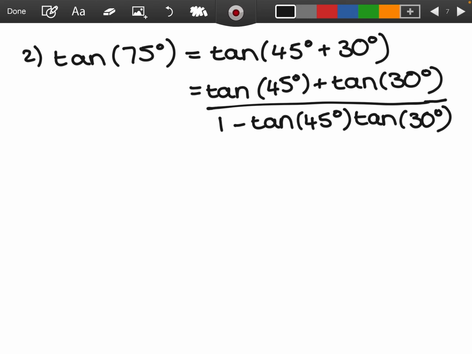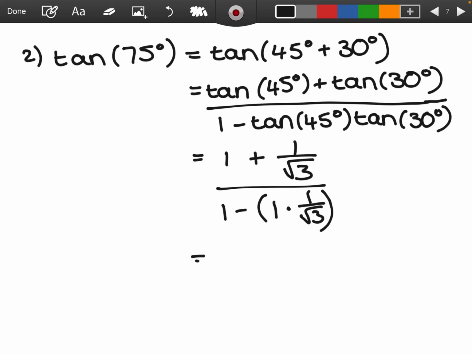Okay. Like I said, you're going to have to commit these different formulas to memory. I know that some of them aren't that easy to remember, but most of them follow a pattern, so you can remember them pretty easily. So that's going to be 1 plus 1 over the square root of 3. Tan of 45 degrees is 1. Tan of 30 degrees is 1 over the square root of 3. Divided by 1 minus 1 times 1 over the square root of 3. Okay. If you go ahead and simplify all this, I'll let you do the simplifying for this, it is 3 plus the square root of 3 over 3 minus the square root of 3.